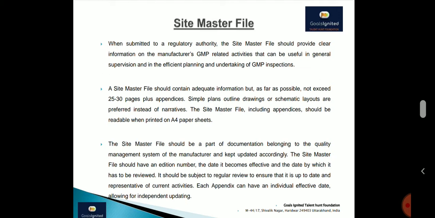The site master file should be part of the documentation belonging to the quality management system of the manufacturer and kept updated accordingly. It should have an edition or version number, the date it becomes effective, and the date by which it has to be reviewed. It should also be subject to regular review to ensure that it is up to date and representative of the current activities carried out in the plant. Each appendix can have an individual effective date, allowing independent updating.